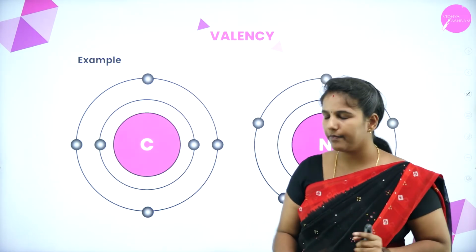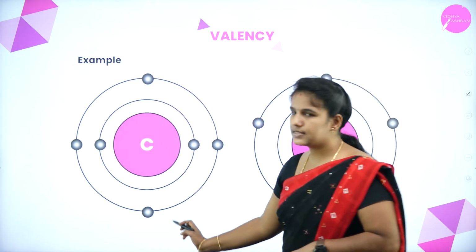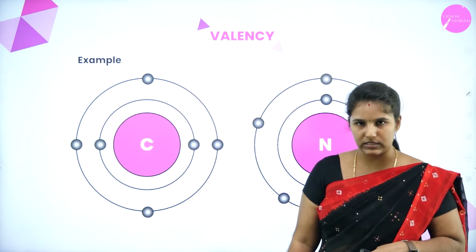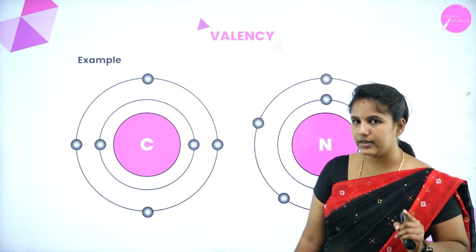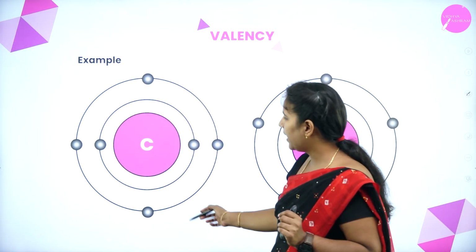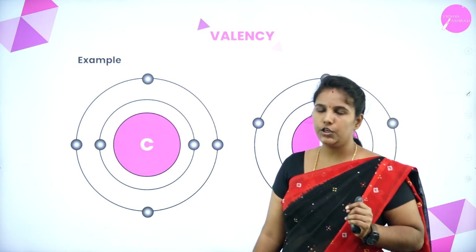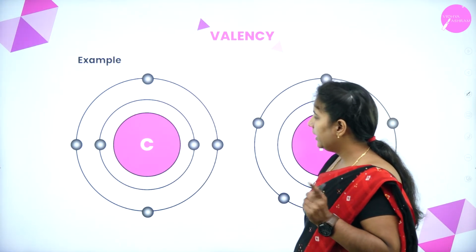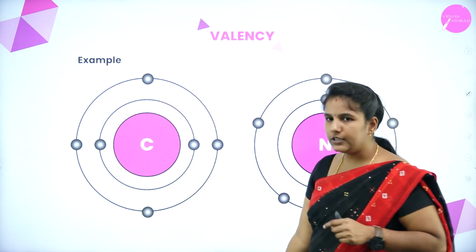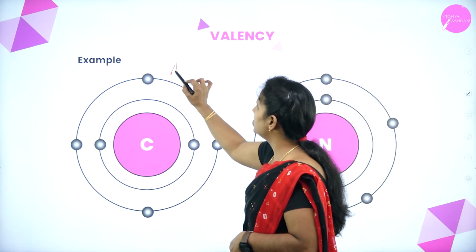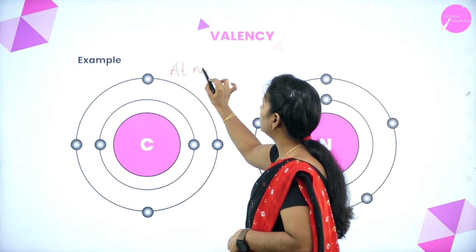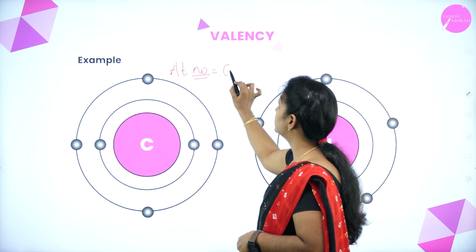Here, I have taken the example of the carbon atom, which consists of the nucleus. Here, for carbon, the atomic number is 6. The atomic number of carbon is 6.